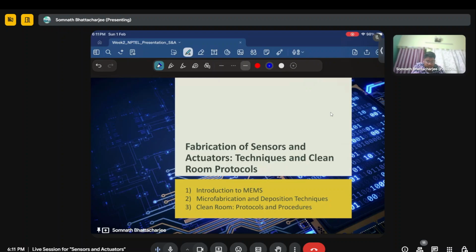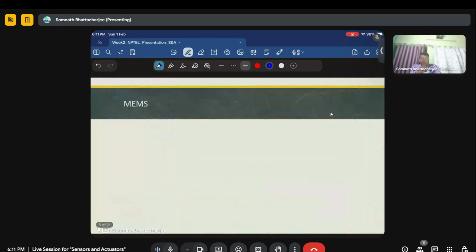The main thing we'll learn first is the introduction to MEMS. In the lectures, I guess you have all learned the basics of MEMS. The second part is microfabrication and deposition techniques. There are several deposition techniques, physical and chemical. Then we'll learn about clean room protocols and procedures, the environment in which these kinds of sensors are fabricated. The first topic in this lecture is MEMS.